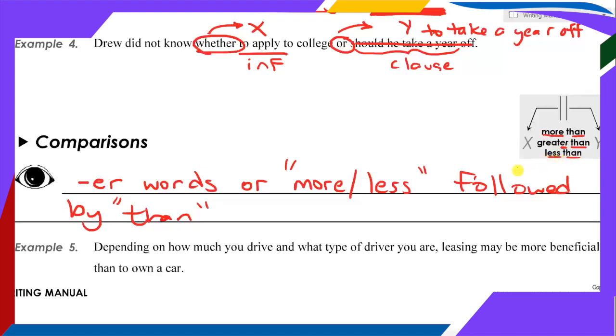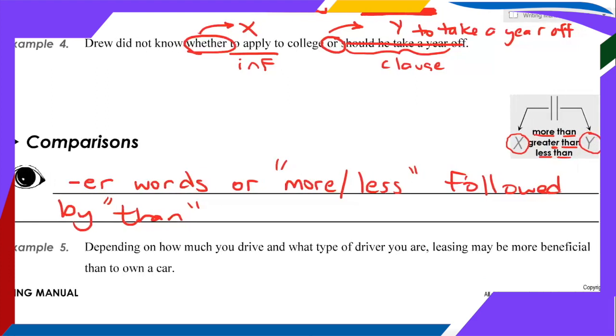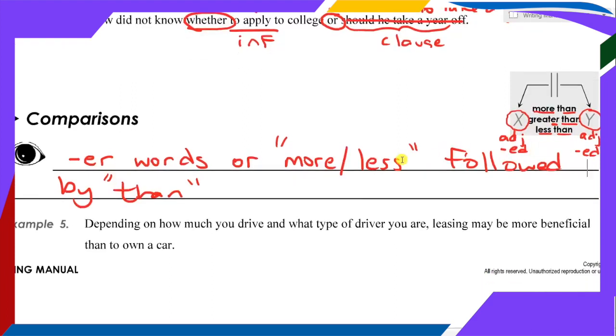Anytime you see a comparison being made, the two things that are compared have to have the same form or part of speech in order for them to be parallel. So once again, if I have an adjective here, I'm going to need an adjective after the than. If I have an ed verb before the comparison, then I need an ed verb after the comparison. So the two things being compared have to have the same form or part of speech. Go ahead and do number 5 on your own. Press pause on the video and then come back and join us when you're done.